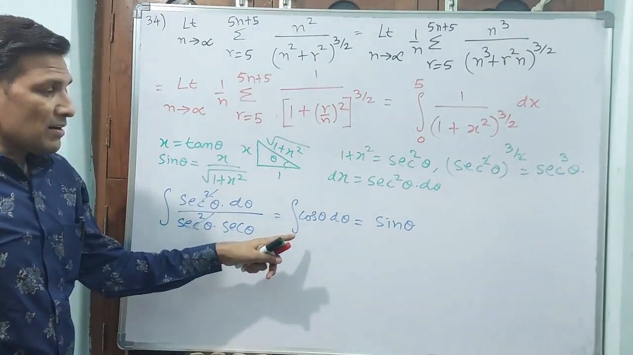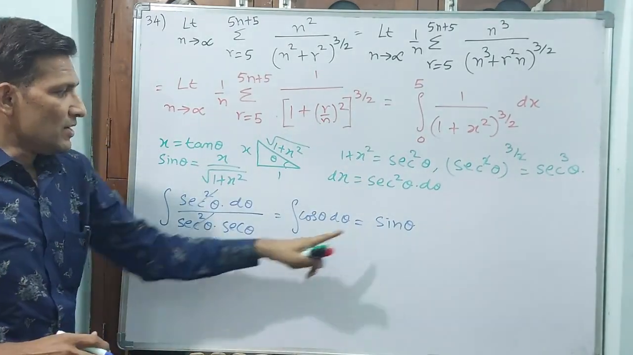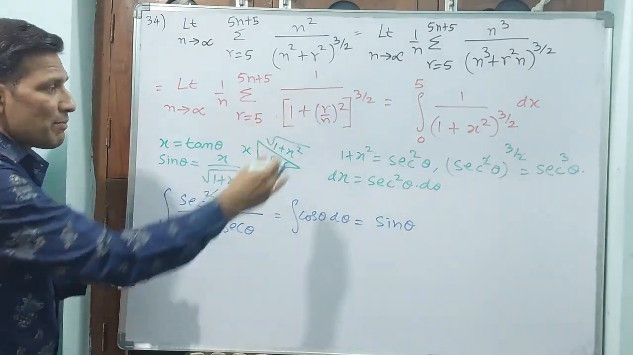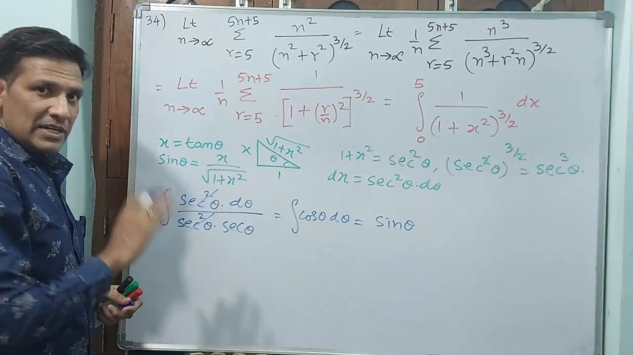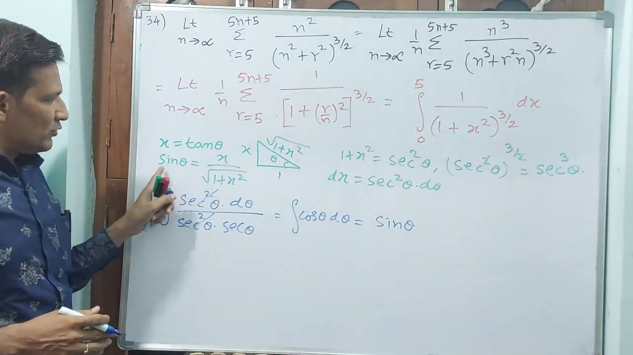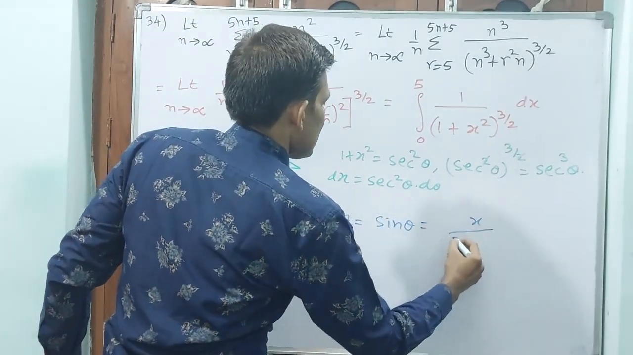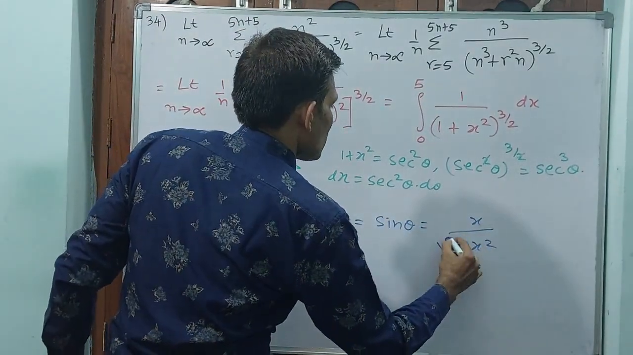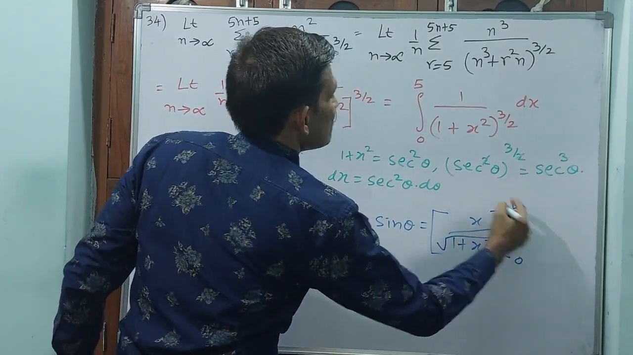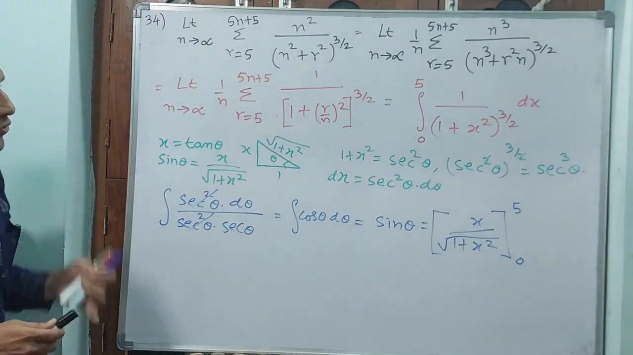Here we are not writing plus c because this is a definite integral. Now it is in theta, but these limits are for x. You cannot bring those limits in theta form, that is why I have not changed them. Now sin theta means x by root of 1 plus x square, so write down x by under root 1 plus x square. Now you apply limits 0 to 5. Understand? 0 to 5.